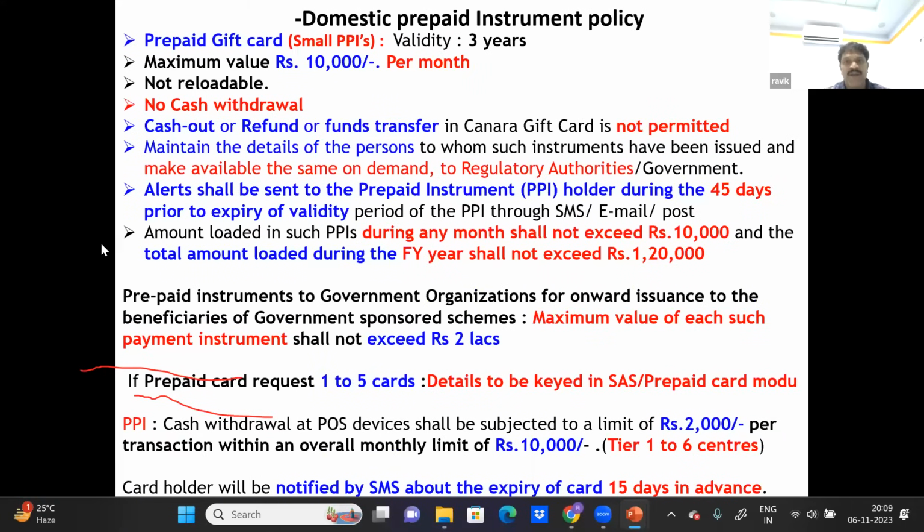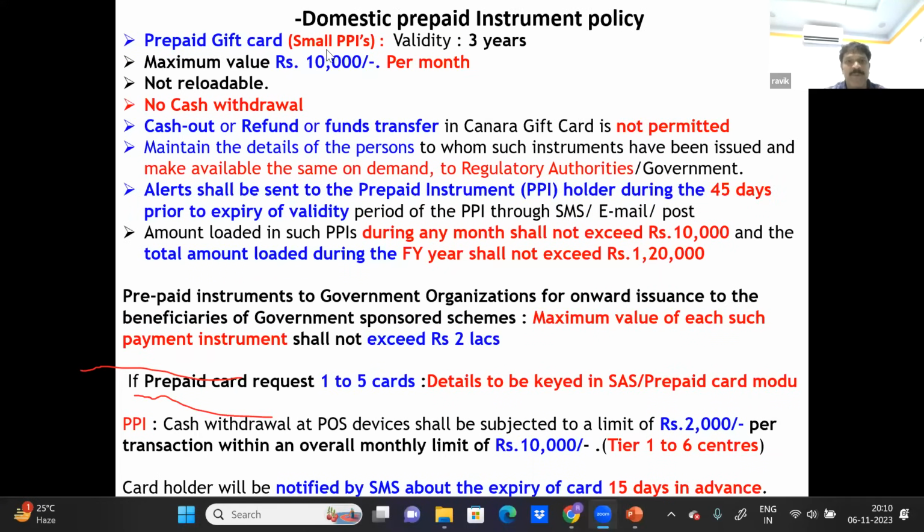Now we will come to the gift card. Gift card is also called small PPI. Validity is 3 years. Again, I am repeating, it is written 3 years, but you have to consider it as 5 years because it is a prepaid instrument.